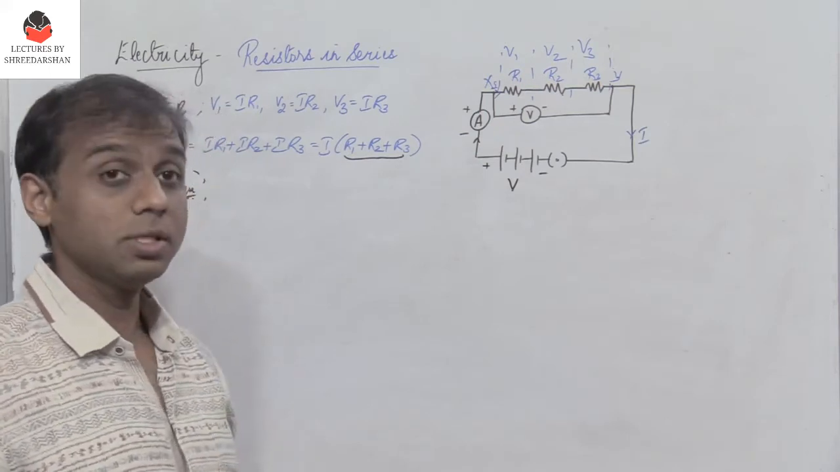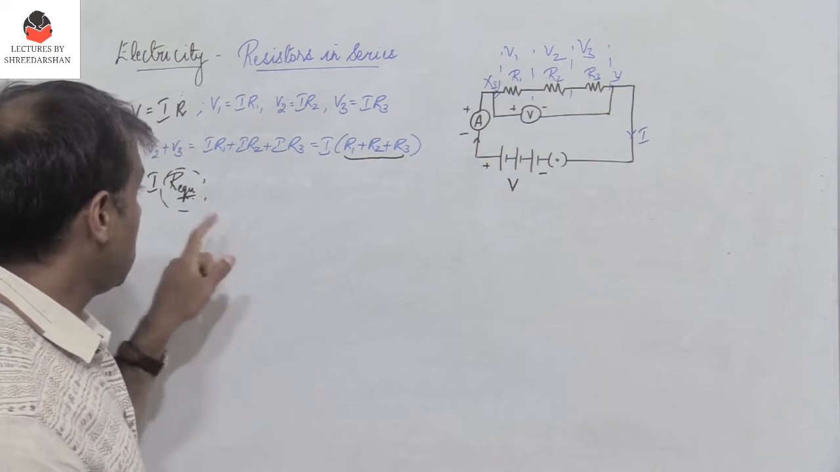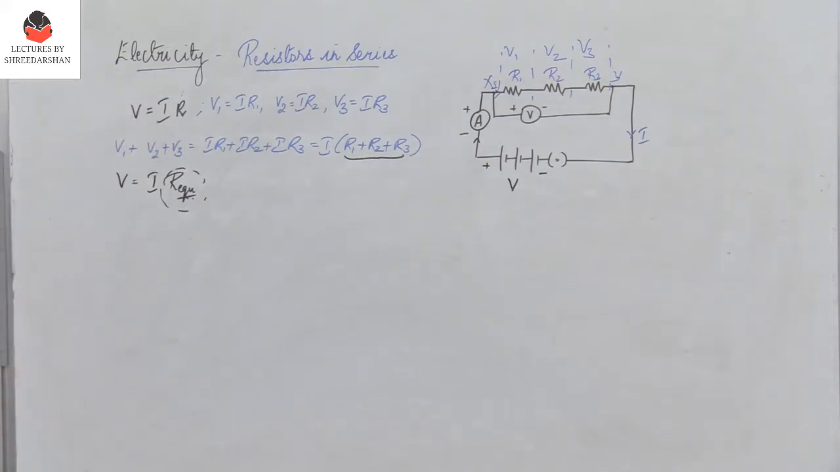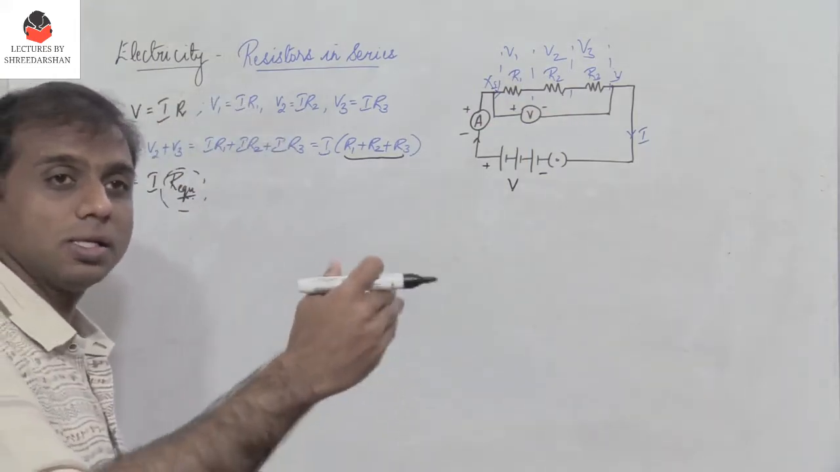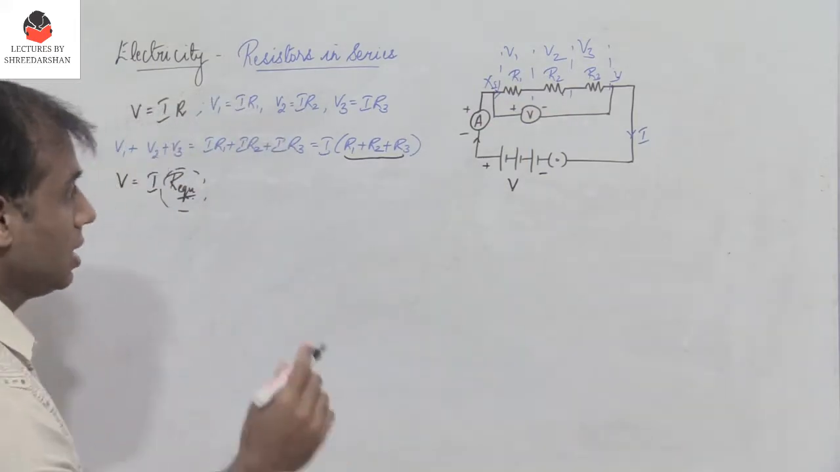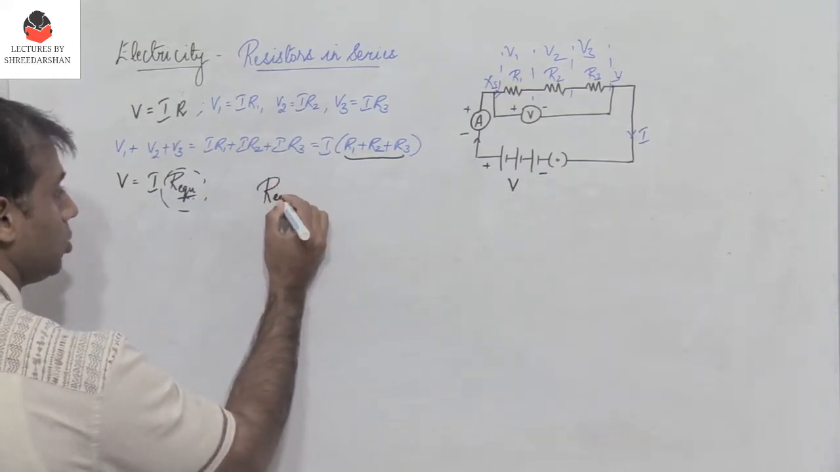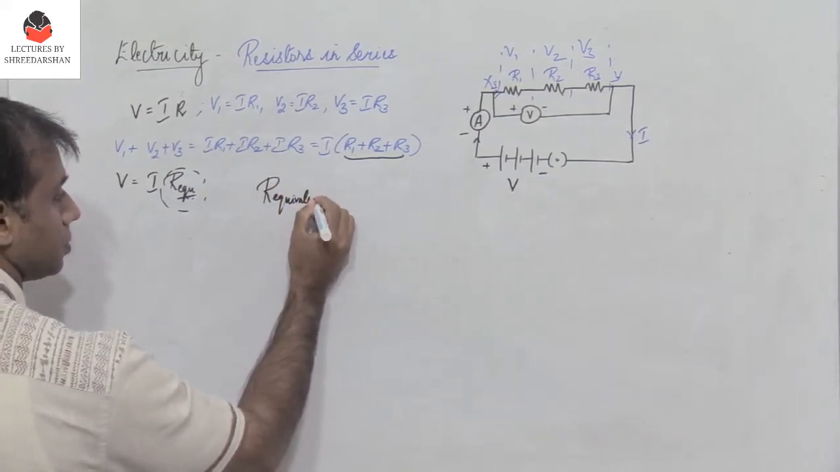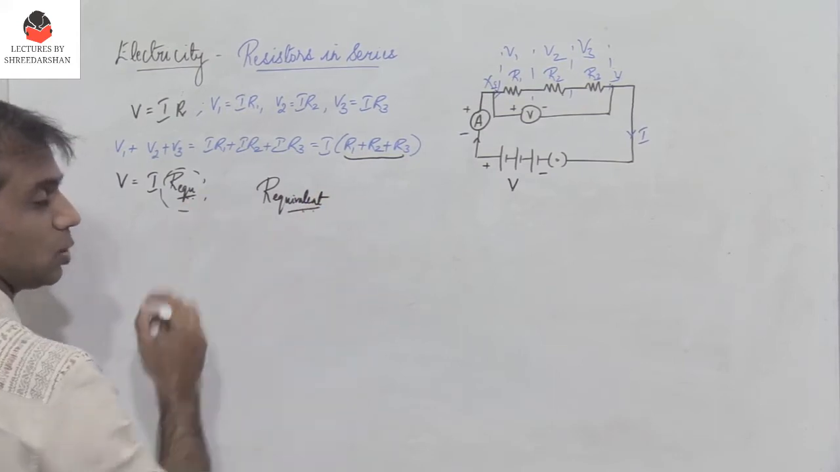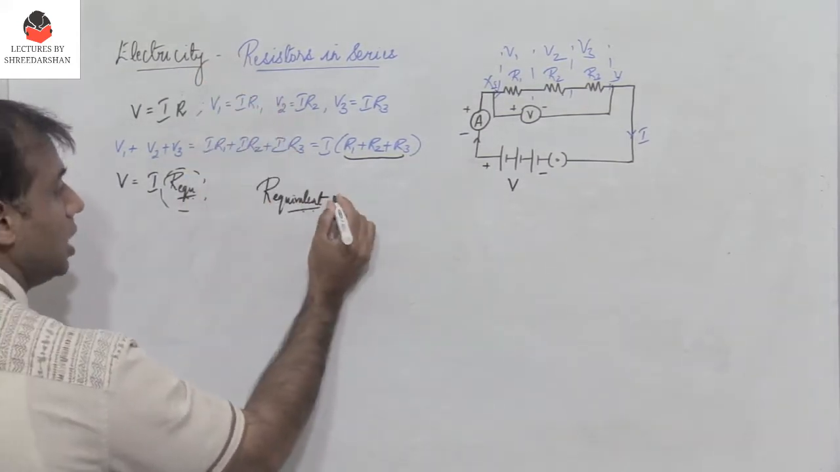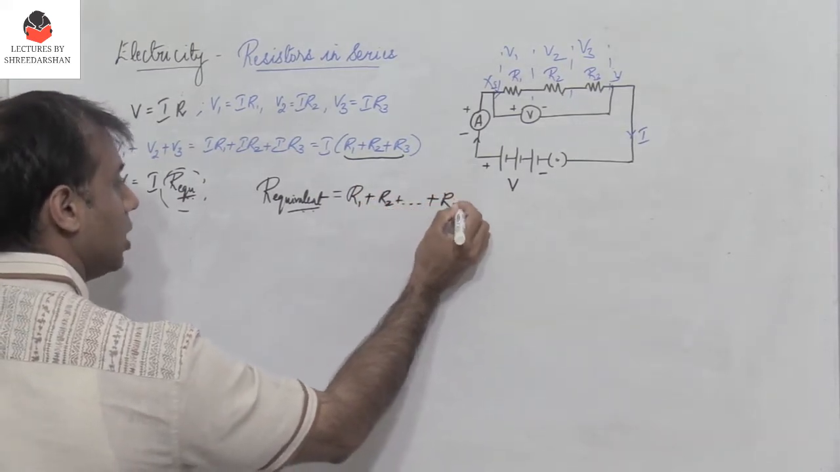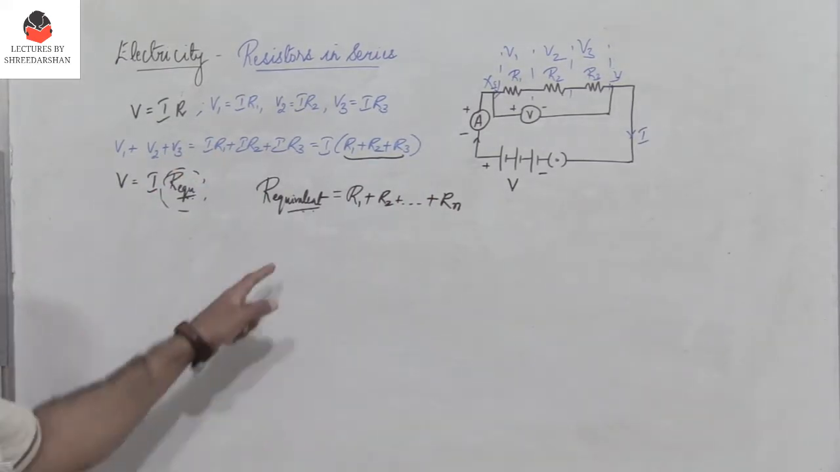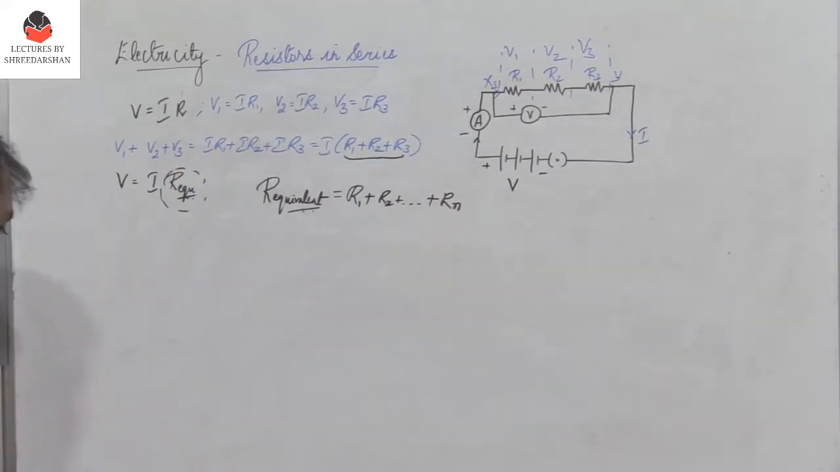Now the question is, what happens if two resistors are connected? Then the equivalent resistance would be R1 plus R2. If there are 10 resistors connected, it would be R1 plus R2 plus R3 and so on up to R10. So in general, the series equivalent resistance is nothing but R1 plus R2 plus so on up to Rn. So if there are n resistors connected, it will be the sum of all of them, right? So this is what happens when resistors are connected in series.